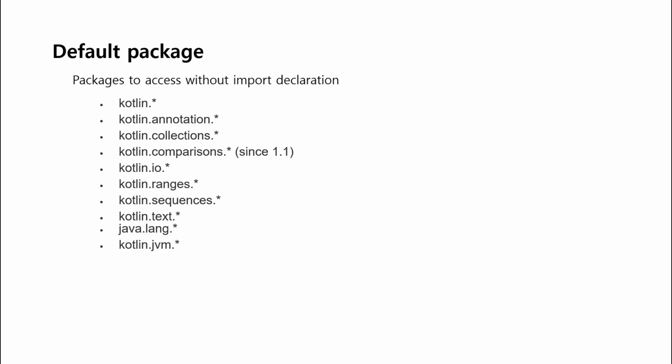In Java, you don't need to import classes in the java.lang package. In Kotlin, there are more packages imported by default. These are the packages that you don't need to import. This is it for file structure and packaging.